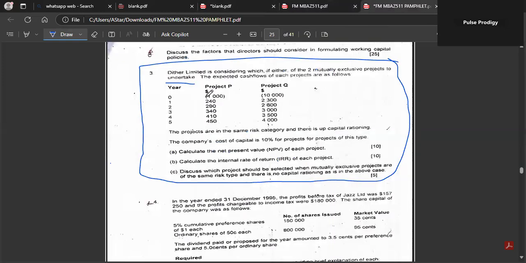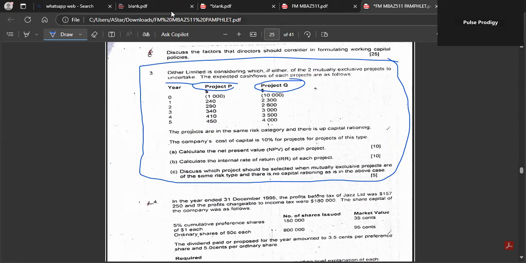In year 0, we made an investment of 1,000 in project P, and 10,000 in project Q. And then we have these years. For project P, we have 1,000, then 240 came in, 290 came in as a cash flow, and then 340 came in also as a cash flow in year 3, and 410 came in as cash flow in year number 4.